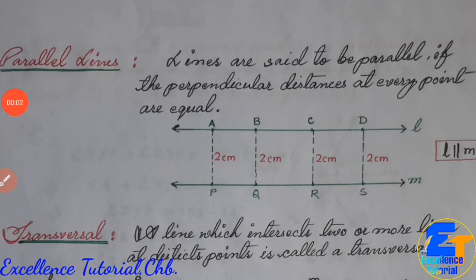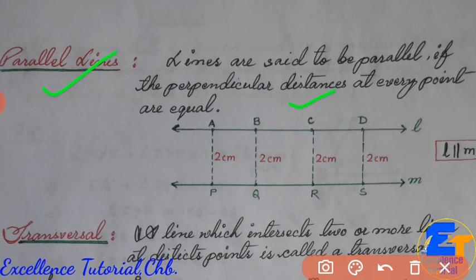Now, first of all, see parallel lines. When are two lines said to be parallel? Here is the definition for parallel lines. Lines are said to be parallel if the perpendicular distances at every point are equal.